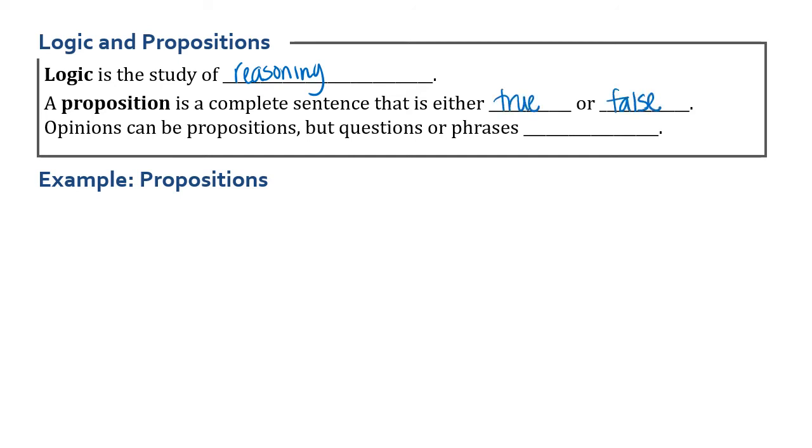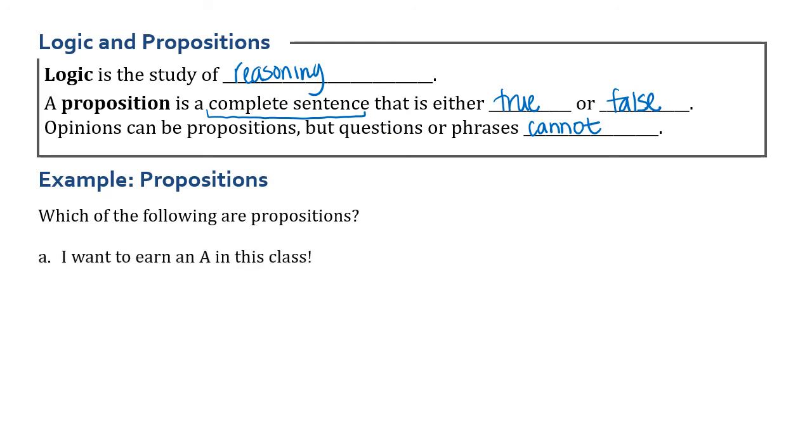So the big thing with propositions that we need to know: something is a proposition if it's a complete sentence, so it cannot be a phrase, and it's either a true statement or a false statement. Opinions can be propositions, but questions or phrases cannot. So let's look at some examples. Which of the following are propositions?